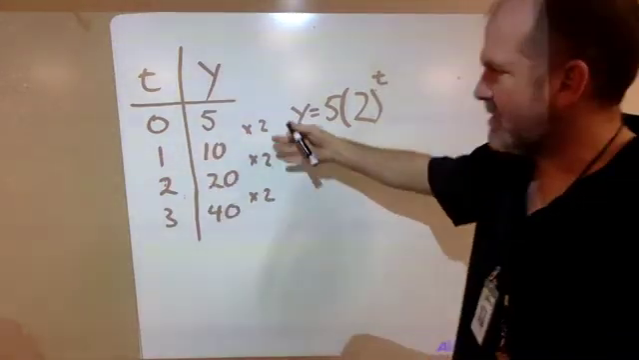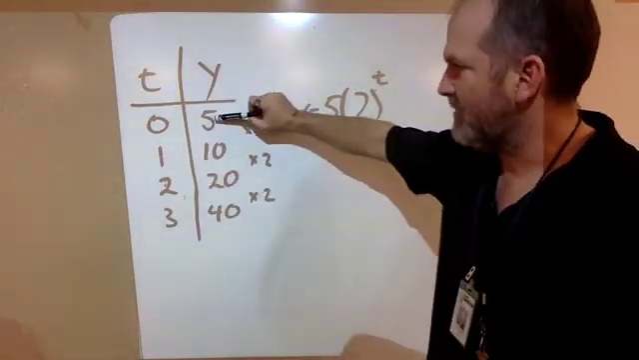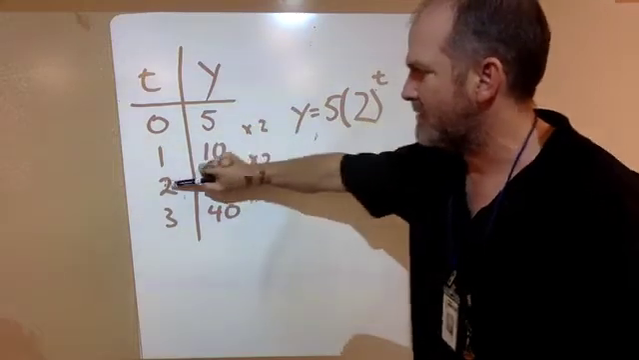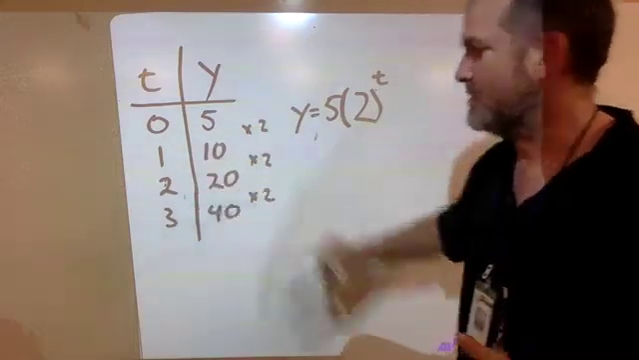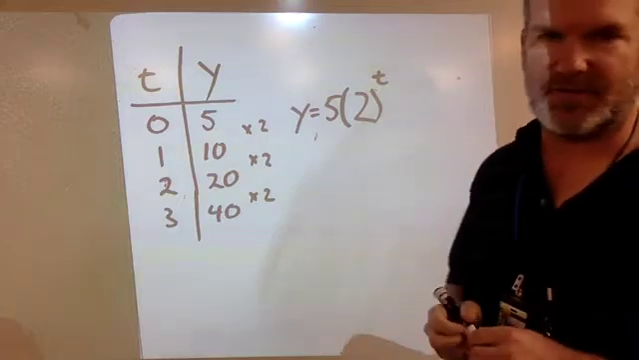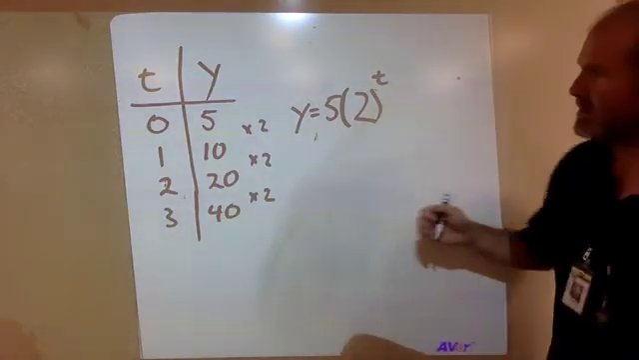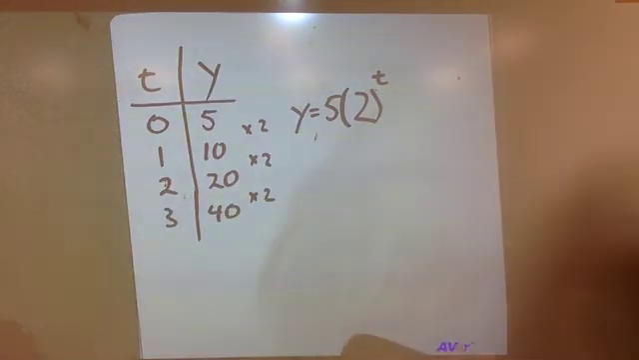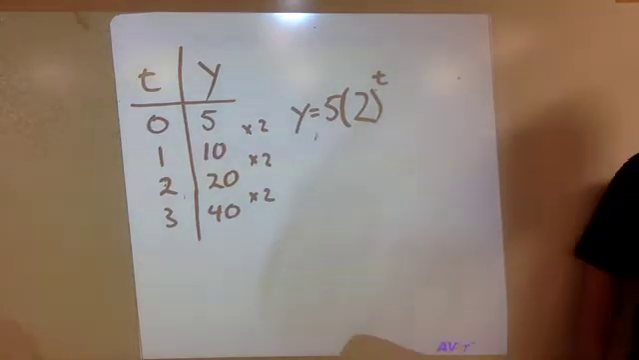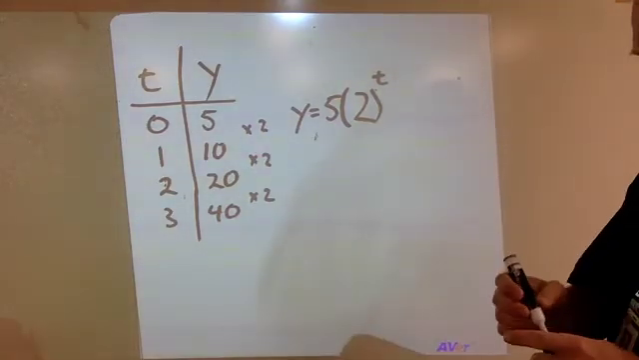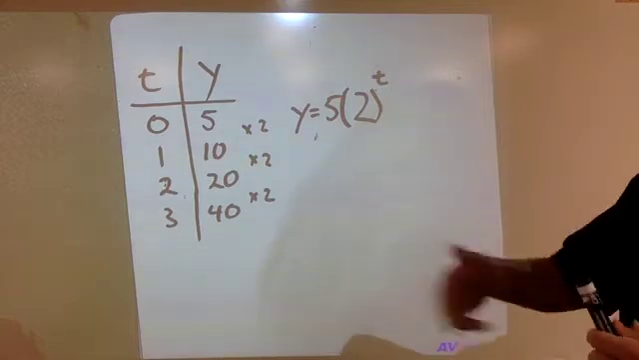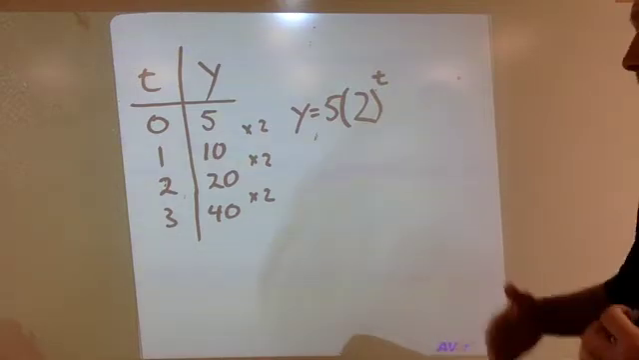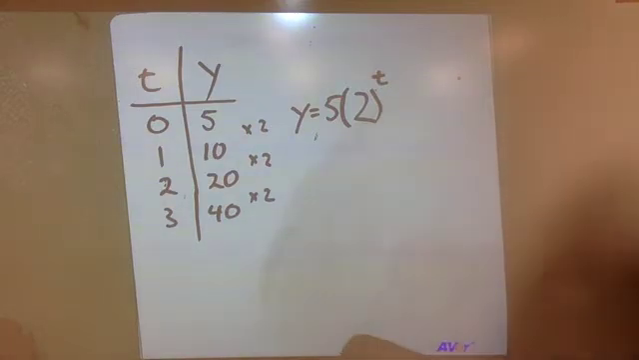So basically we're doubling our money every year. We started off with $5. After 1 year we had 10. After 2 years we had 20. After 3 years we had 40. That's a really good bank. If you could find one like that, let me know. So you're doubling your money every year, and that's what that 2 is. That's your rate of change. You're multiplying by 2 every time. And then 5, that was our starting point.